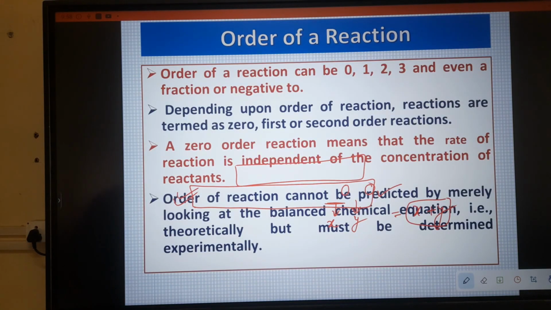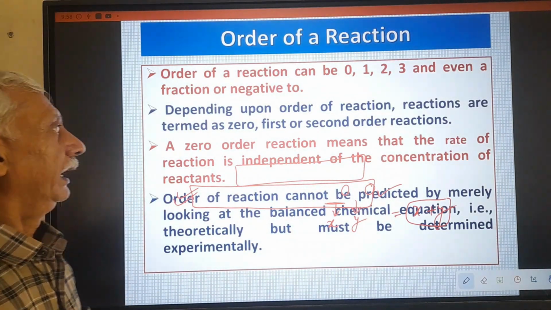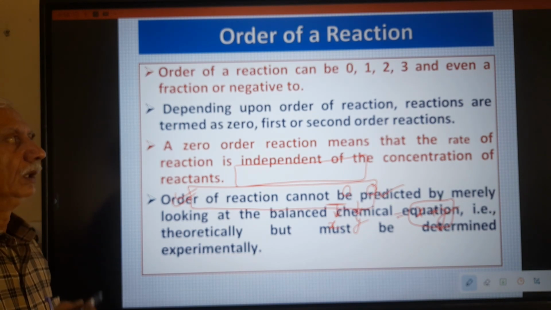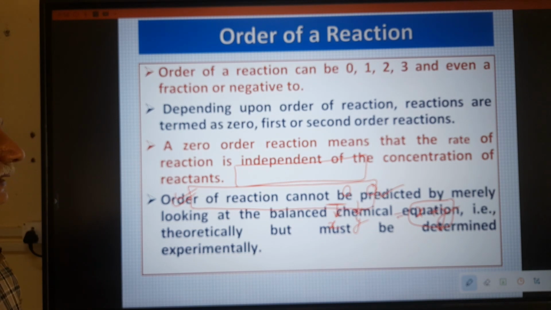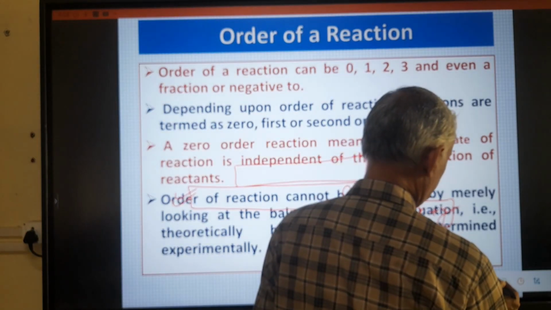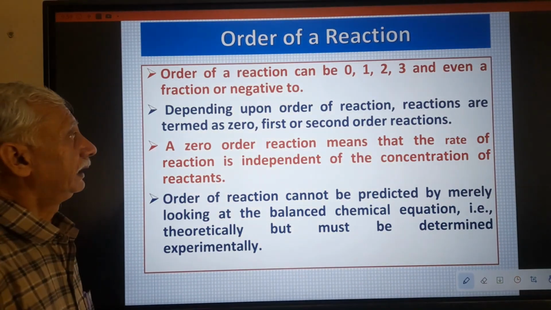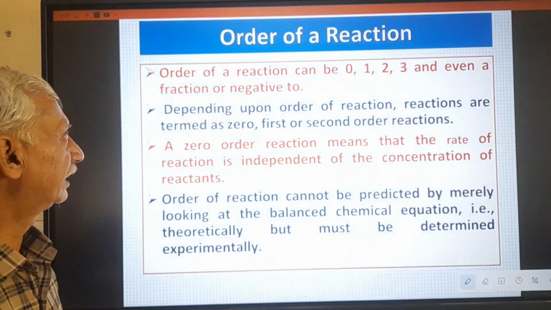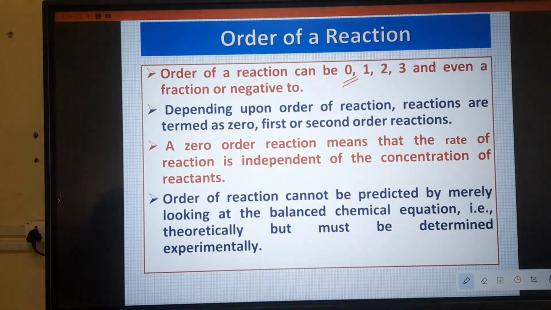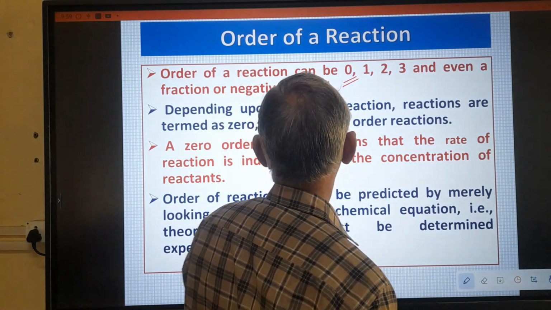The order of reaction can be 0, 1, 2, 3. It can be fractional or negative 2. There are different reactions where the order of the reaction can be a fraction or 0. For example, the decomposition of ammonia on a platinum surface is a 0 order reaction. For a fractional order reaction, the decomposition of acetaldehyde into methane and carbon monoxide is a fractional order reaction.